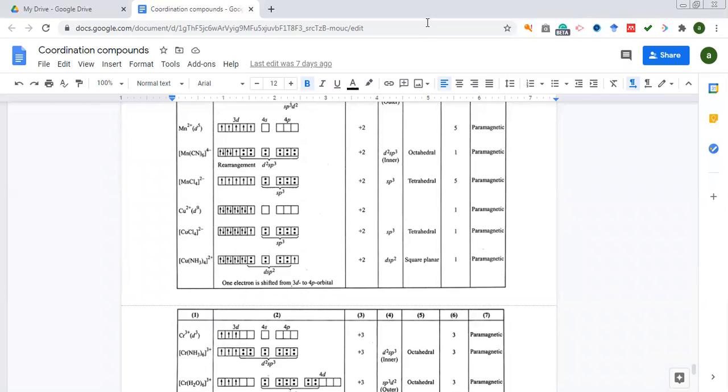So it will be our last topic of the coordination compounds. After coordination compounds, we have a small lesson, that is boranes and nitrides. With this, we will complete our first unit. Okay. So thank you.